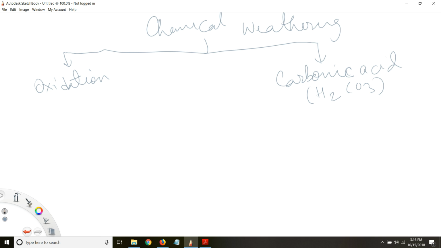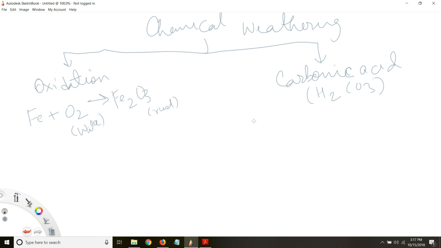Oxidation, we saw one example: iron plus oxygen, and this oxygen is coming from water or the moisture in the atmosphere. This gives Fe2O3, and this is your rust. This is what happens in the case of oxidation, and this is how it leads to the breakdown or weathering of any metal-based material.